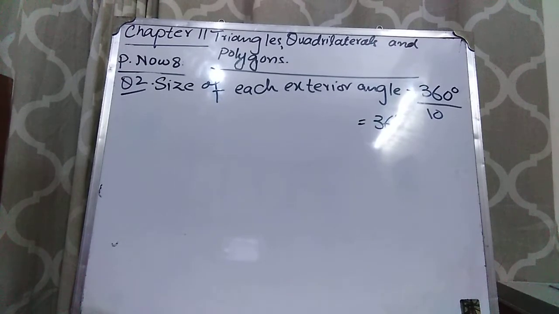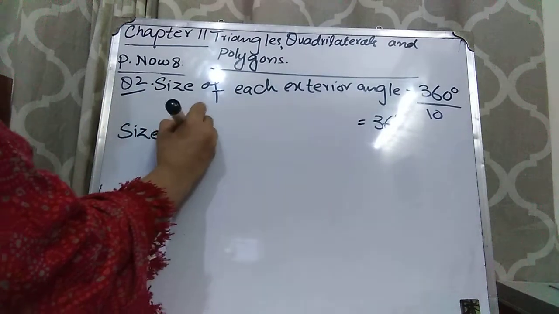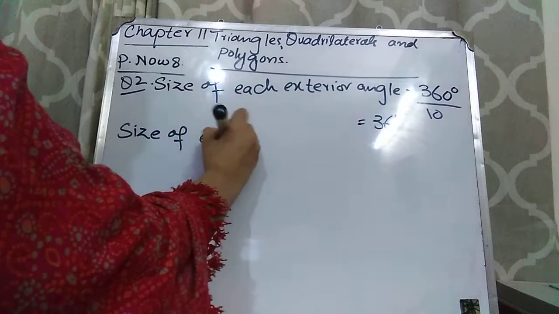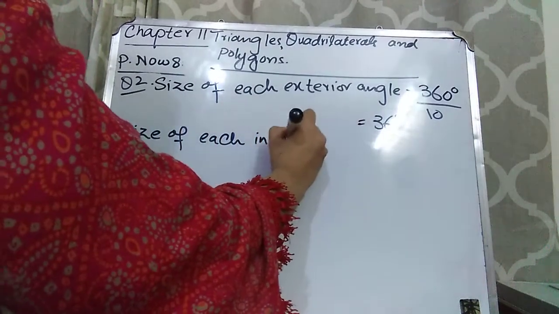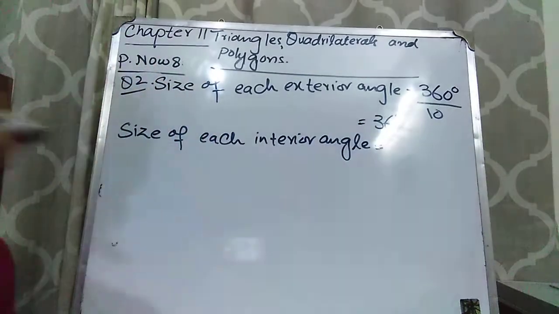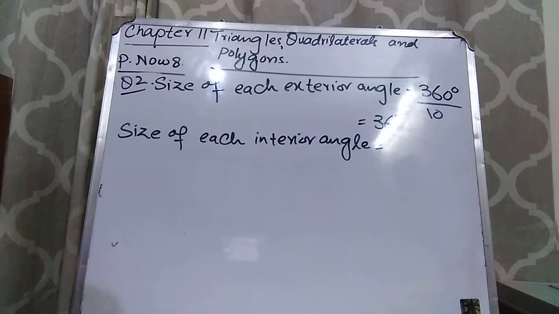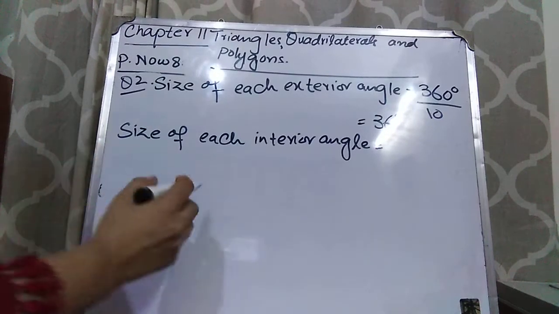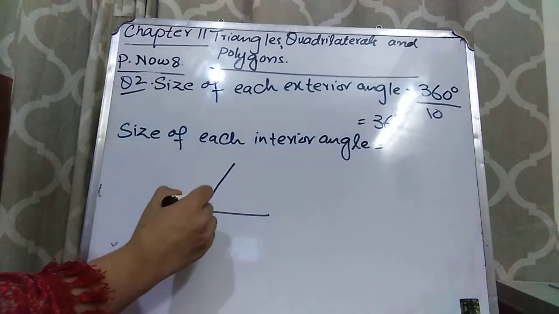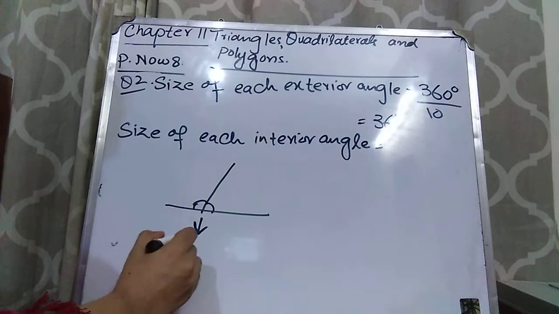Now they are saying that find the size of each interior angle of a decagon. Now we have to find out the size of each interior angle. Remember that you can find out the size of each interior angle by subtracting 36 from 180. As I have told you before, adjacent angles on a straight line are equal to 180 degree.